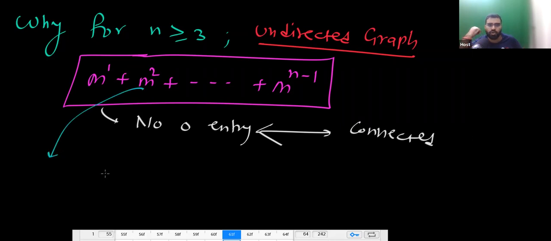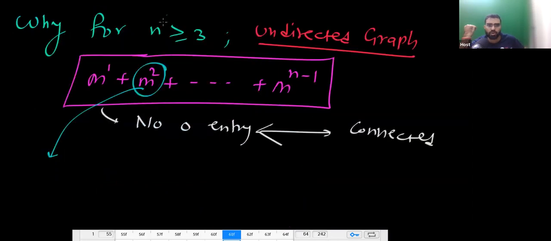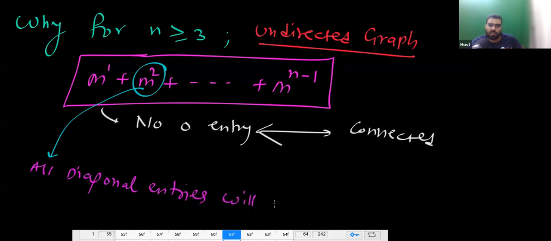See, what is the problem? The problem is that A to A, B to B are not covered. Do you agree? But if you have M power 2, this will cover those. Do you remember? In this M power 2, what will all diagonal entries be if you have a connected graph? In this M power 2, all diagonal entries will be non-zero for a connected graph.